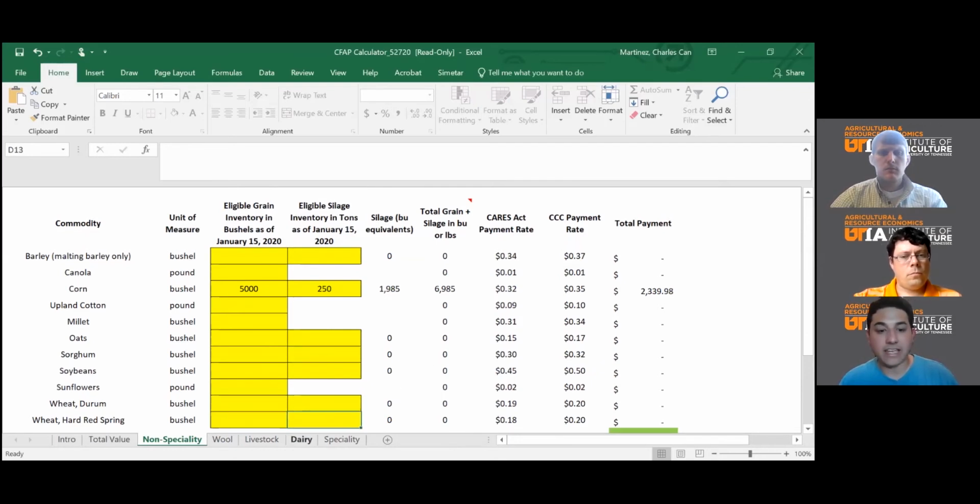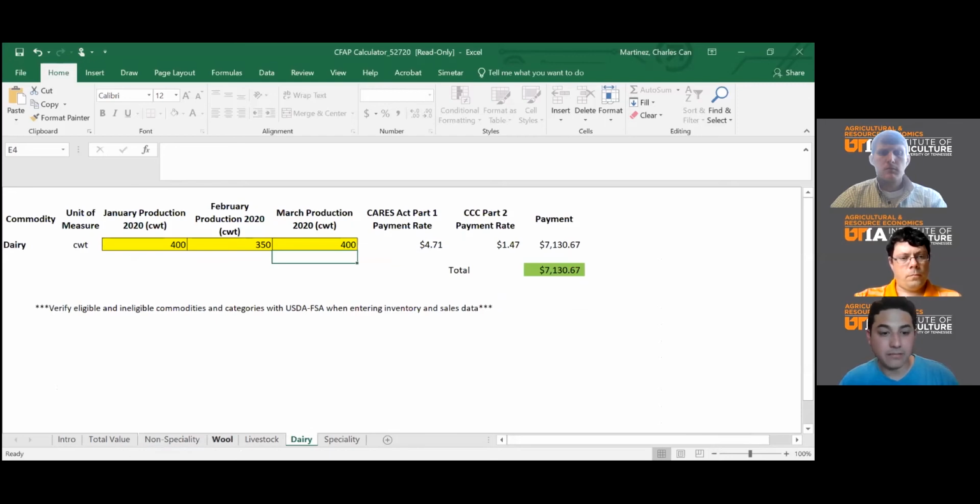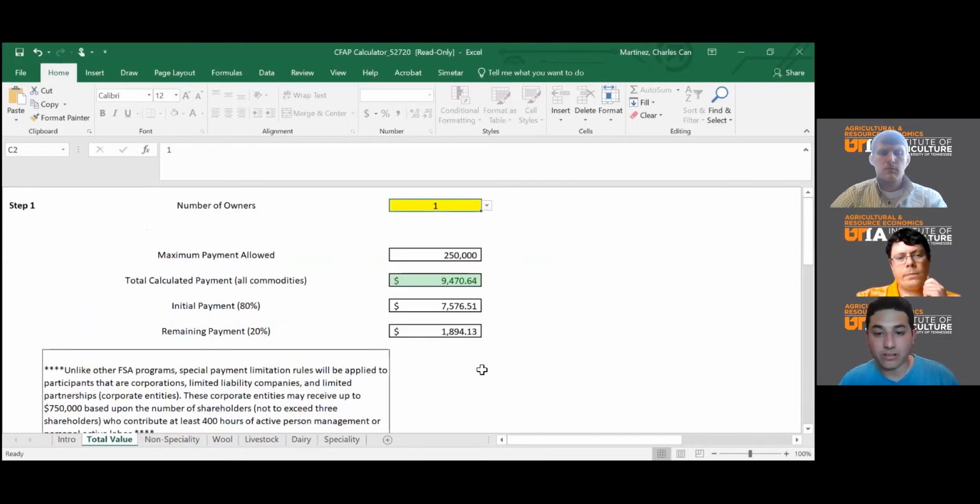So now you want to say, okay, I've inputted my dairy side, I've inputted my non-specialty side. Now what is that worth? What you're entitled to is $9,470.64 on a total payment. But on your initial application approval, you're going to get 80%, which is just above $7,500. And you're still entitled to the remaining 20% of $1,894.13. It's not very clear at this time at what point this extra 20% will be paid out, but you still have that much money there as an additional payment that could be received.